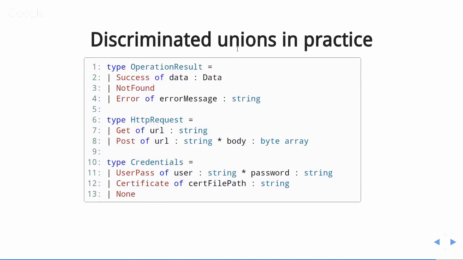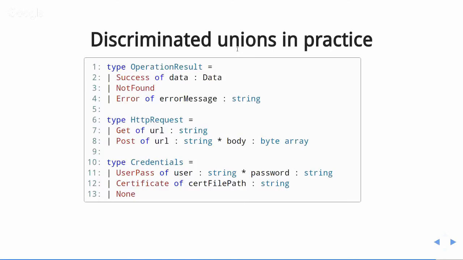And the second example is, for example, the input to an HTTP request. So an HTTP request is either a GET or a POST. And if it's a GET, then it only has a URL. And if it's a POST, then it has a URL and a body. Well, of course, this example is somewhat simplified.